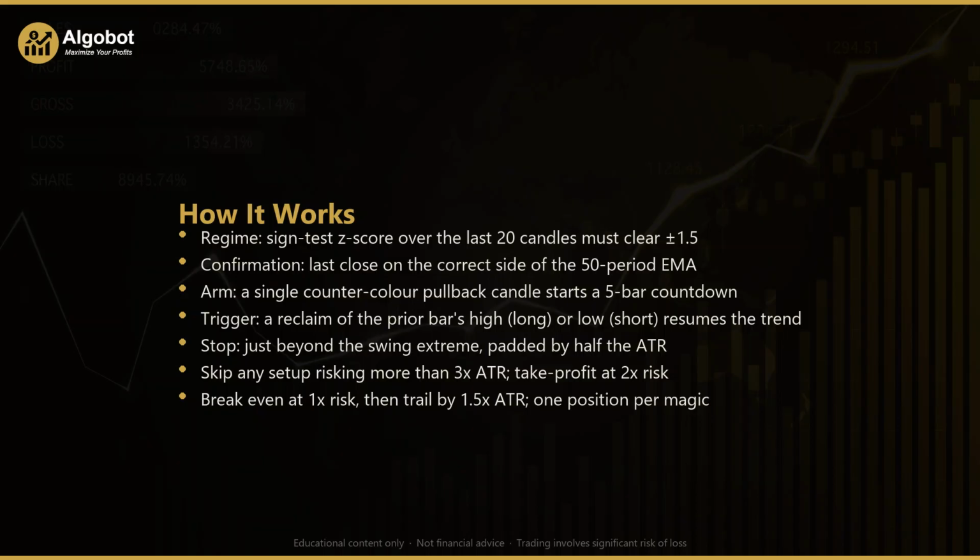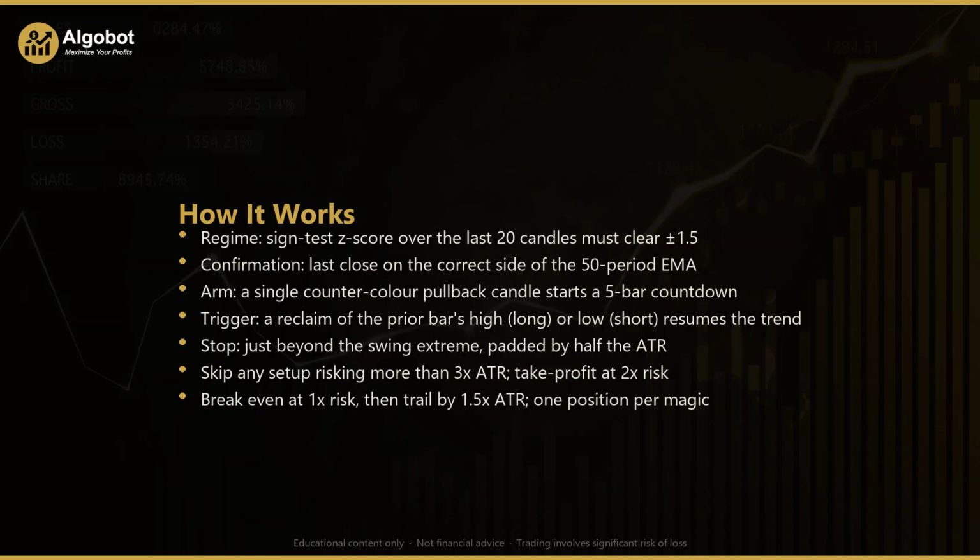It computes the z-score as up minus down, divided by the square root of the total number of decisive candles. This is the sign test. If that z-score is greater than or equal to the majority threshold of 1.5, and the last close is above the baseline exponential moving average, the strategy declares a significant bullish, or up, regime. If the z-score is less than or equal to negative 1.5 and the last close is below the moving average, it declares a bearish or down regime.